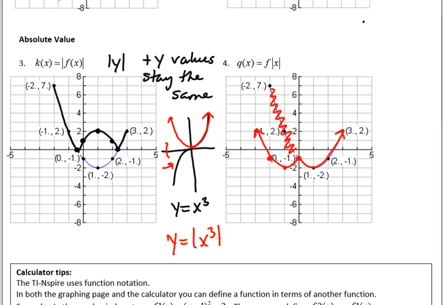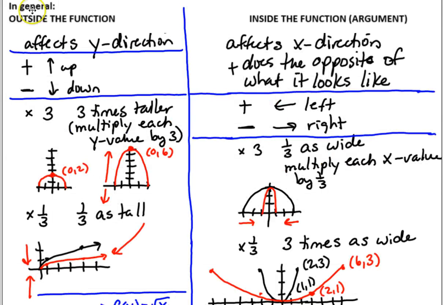Now let's just do a quick summary. I have a little chart here. In general, anything that's done outside the function affects the y direction. Anything that's done inside the function affects the x direction, and also it does the opposite of what it looks like when it's inside the function. Inside the function is called the argument of the function.